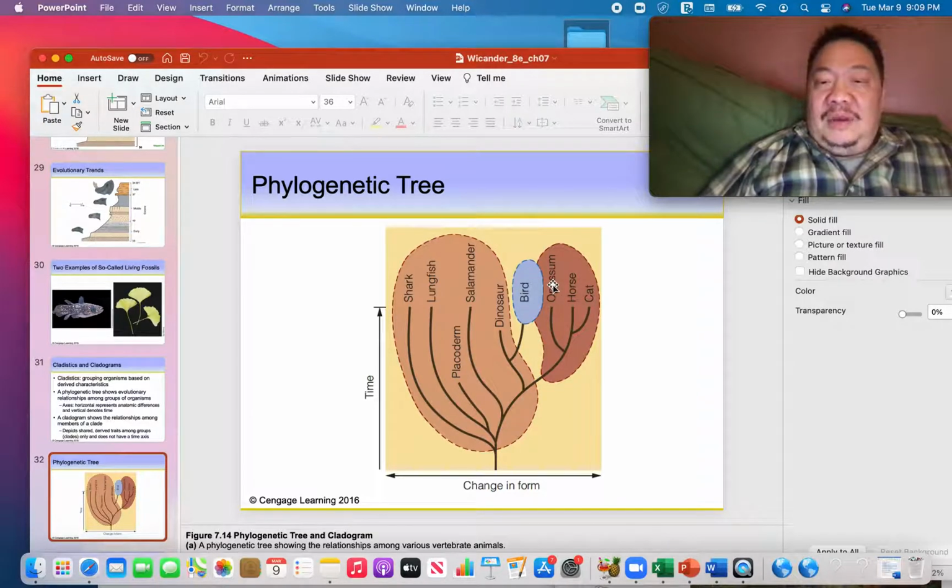And here you can see that cats, horses, and opossum are more closely related to each other than they are to dinosaurs, salamanders, placoderms, lungfish, and sharks. And birds are different from all three. And they came from a common ancestor. This is a phylogenetic tree.